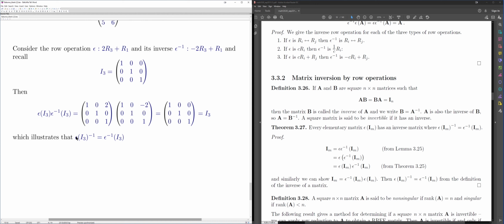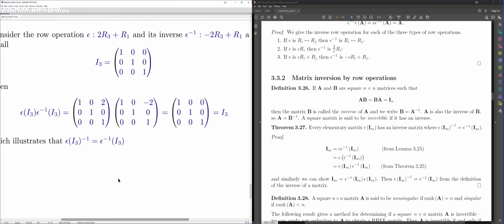Okay, so if I have this matrix epsilon I3, the inverse of it is this one over here, right? The inverse of this is this one over here, and this one is I3 when you apply the inverse row operation to it. The notation could be somewhat confusing, but here is how to read it.